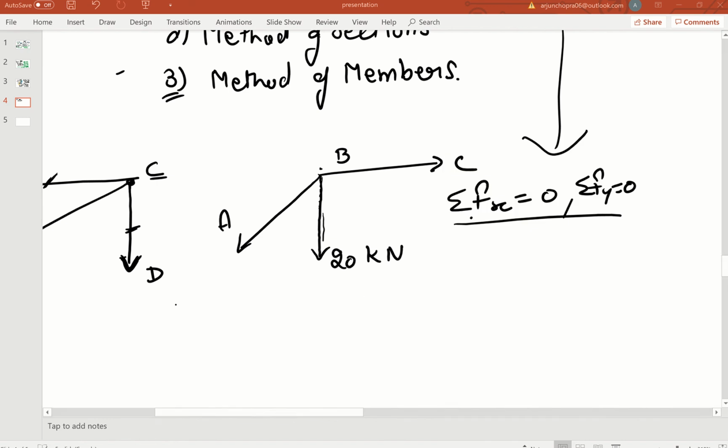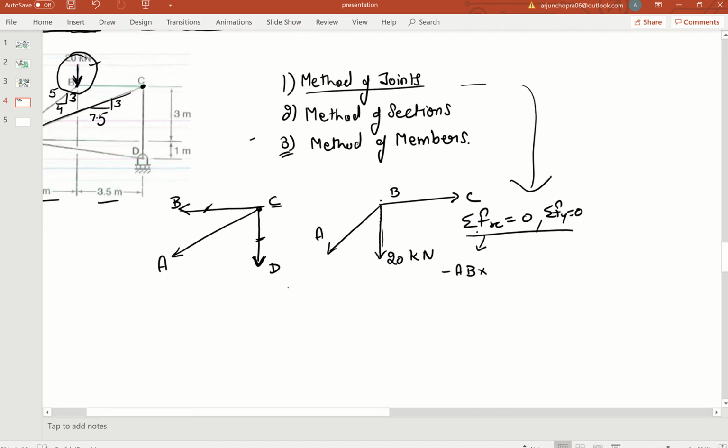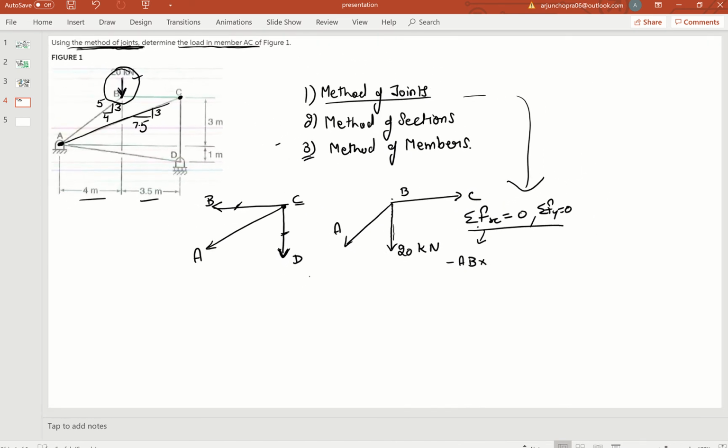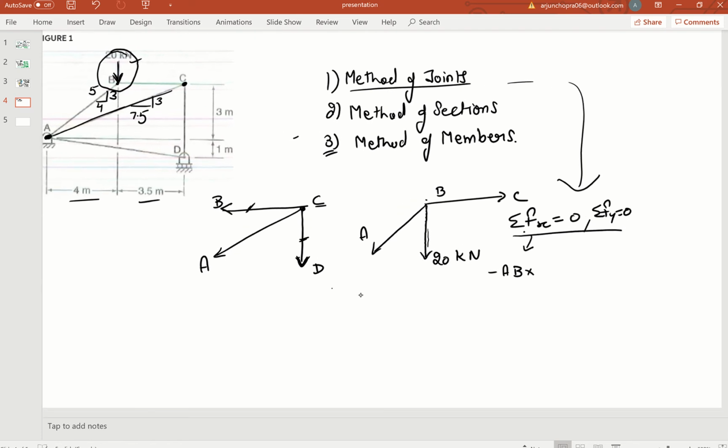So I can say sigma Fx, I'm going to use this equation. I can say AB negative times, so what is the slope of AB? AB is in the horizontal 4/5, and then BC is positive. This is towards the right-hand side of point B. Anything towards the right we consider positive, anything towards the left we consider negative, plus BC equal to 0. But I don't know the value of AB, I don't know the value of BC, so I can't solve it.